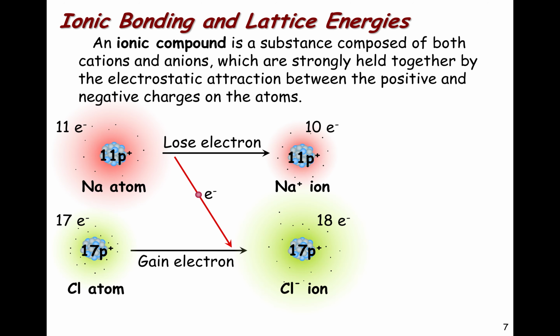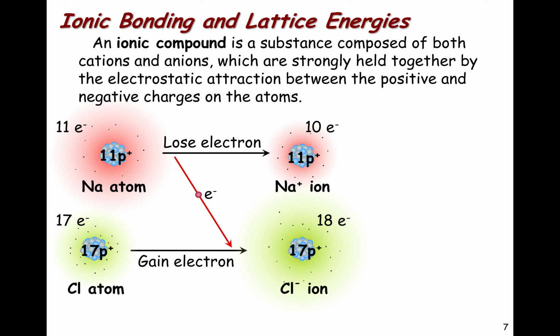To further demonstrate the effect of the various charges of the subatomic particles, we have a diagram here showing the number of protons in the nucleus and the number of electrons surrounding the nucleus for both the sodium atom and the chlorine atom. In the case of the starting materials, the sodium has 11 positive charges from the protons in the nucleus and 11 electrons, so hence it is neutral.